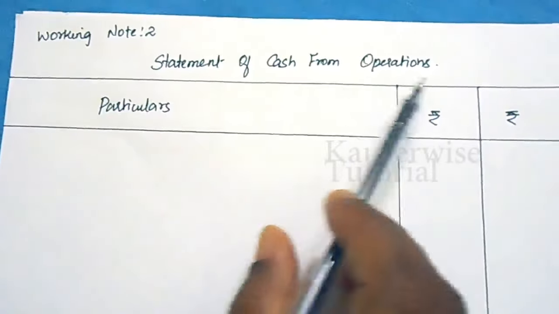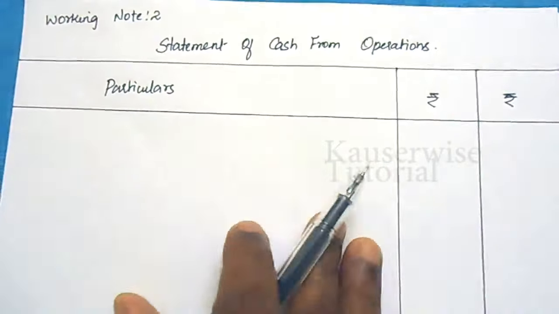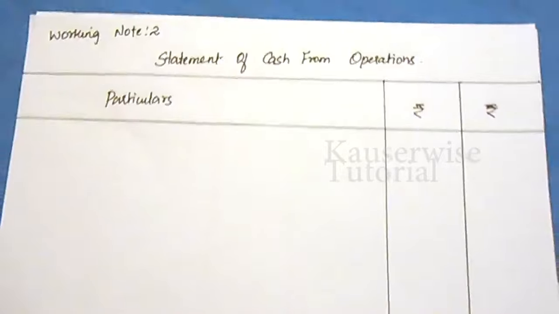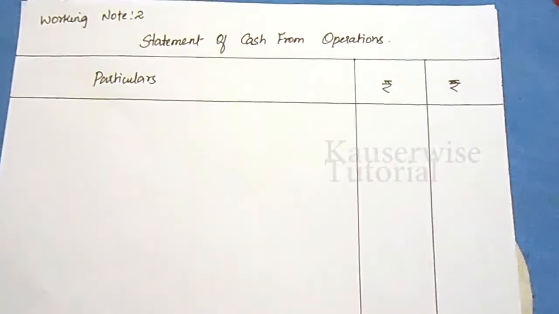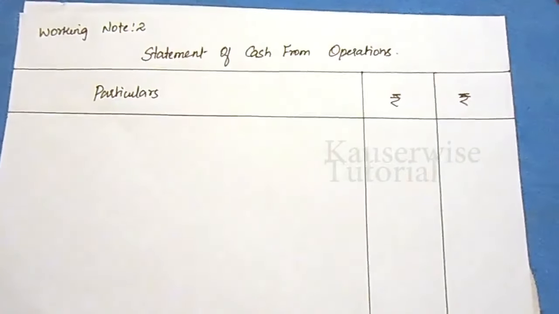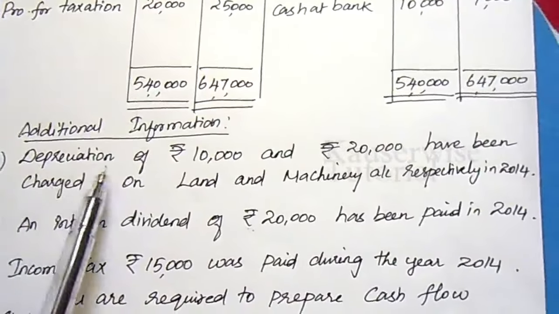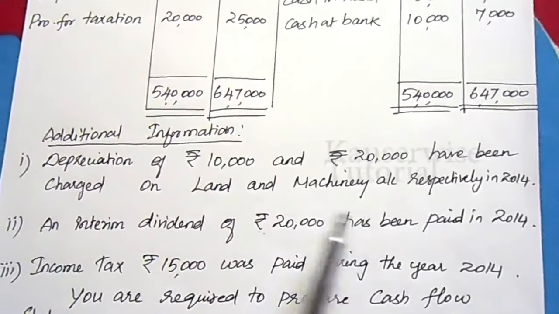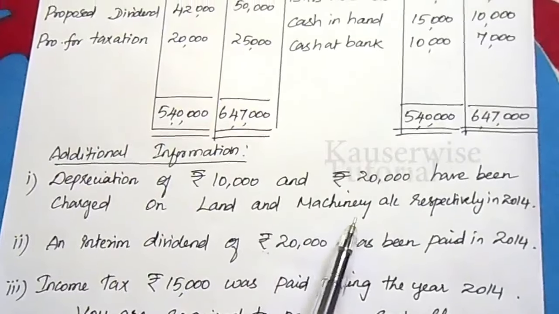A statement of cash from operation, the working note to a statement of cash from operation. Here you have to start with fund from operation, and you need to add certain items and subtract some items. So before we prepare this, we need to work out some ledgers to find some values in the land account, machinery account and provision for taxation account. See, look at the first adjustment. Depreciation of 10,000 for land and 20,000 for machinery. So you need to have a separate ledger for land, and a separate ledger for machinery account.